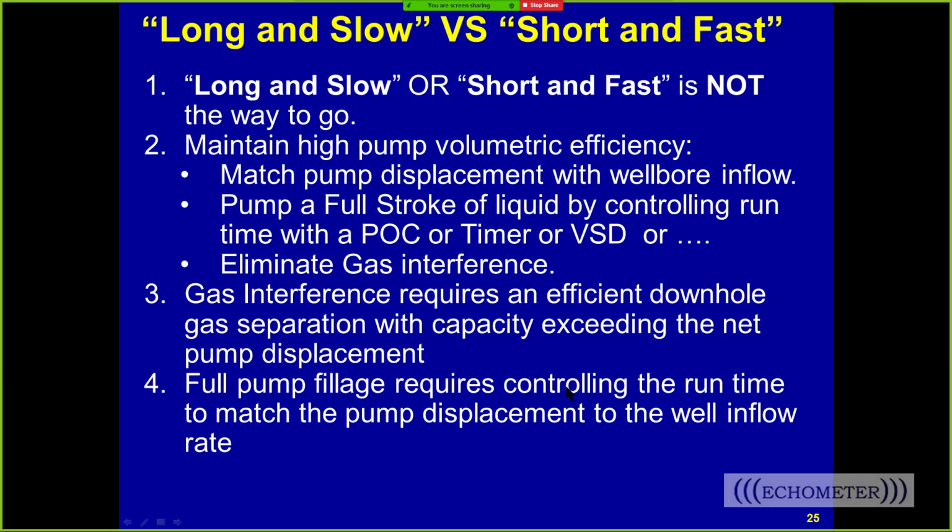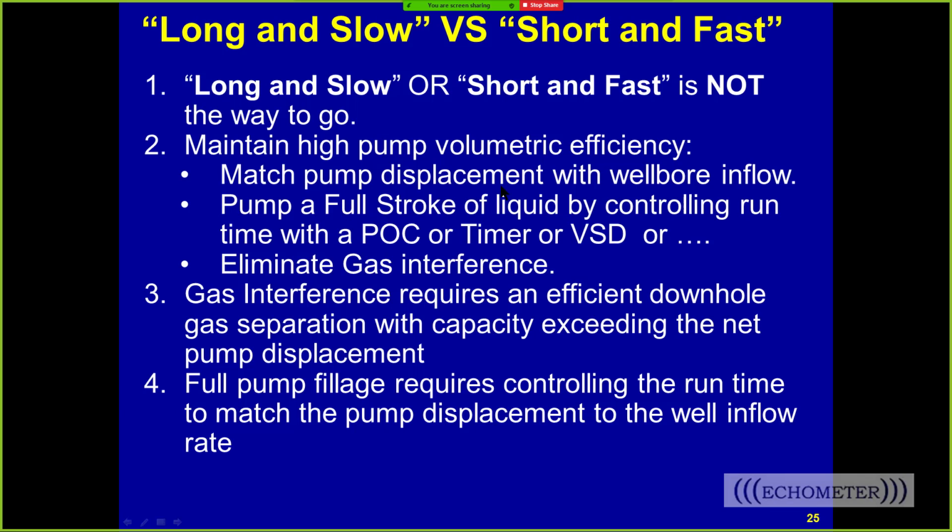All right, so we argued for 40 years back and forth at these meetings, and one person would stand up and say, long and slow is the way to go, or someone else would say, oh no, short and fast is the most economic way to go. Guess what? We were both right and we were both wrong. It's more important to have a full pump.